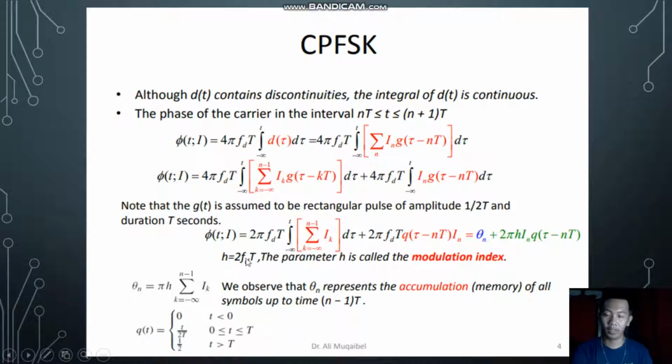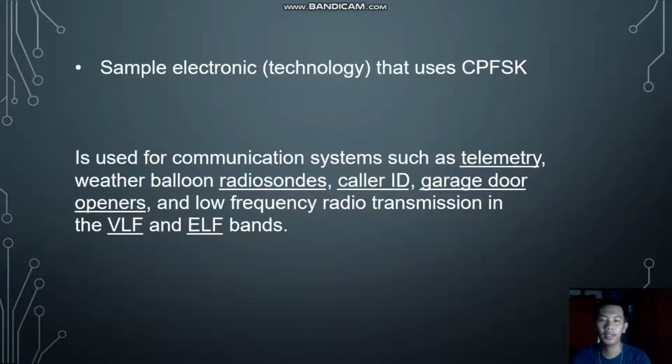h is equal to 2 f sub d T. The parameter h is called the modulation index. We observe that theta sub n represents the accumulation or memory of all symbols up to time n minus 1 times T. So we have also here the formula for CPFSK, how CPFSK operates.